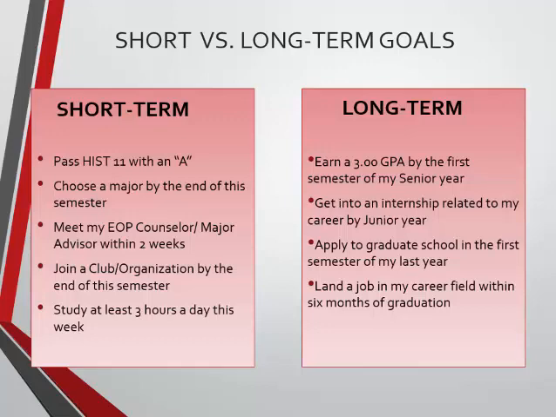If you're a first or second year student, long-term goals are things like earn a 3.0 total GPA by the first semester of my senior year, get into an internship related to my career by junior year, apply to graduate school in the first semester of my last year, and land a job in my career field within 6 months of graduation. Do you see how your short-term goals support your long-term goals and may even be tied to each other?